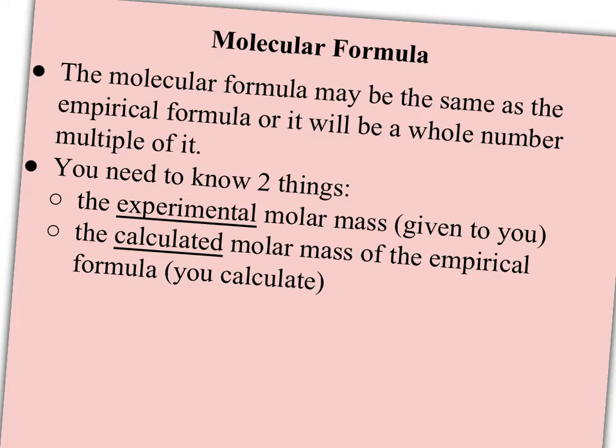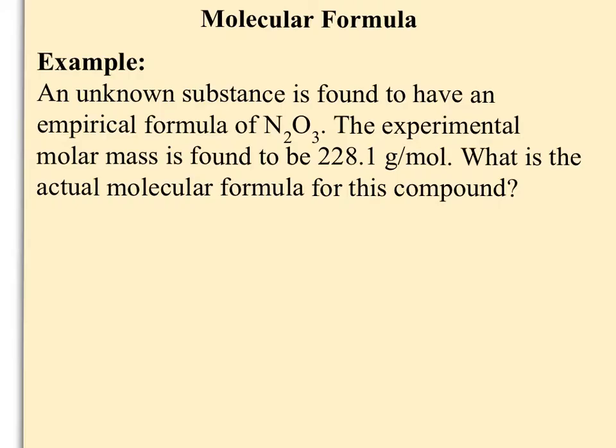You need to know two things in order to calculate the molecular formula. You need to know the experimental molar mass, and for most of our problems this will be given to you, but if you were actually in a laboratory you would measure this or calculate it. And then you need to know the calculated or theoretical molar mass of the empirical formula. So you've determined the empirical formula, the simplest ratio, and you plug in the atomic masses for those elements and calculate a molar mass for the empirical formula as if it were the molar mass of your molecular formula.